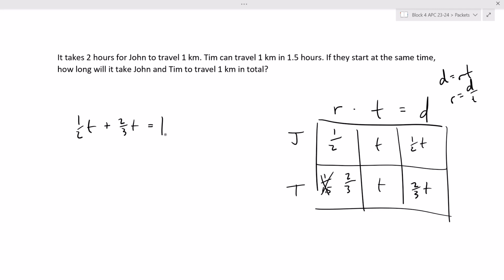Multiply by 6 and kill the denominators. And we could do that because it's an equation. We'll multiply both sides by 6. 3t plus 4t equals... don't forget to distribute to both sides.